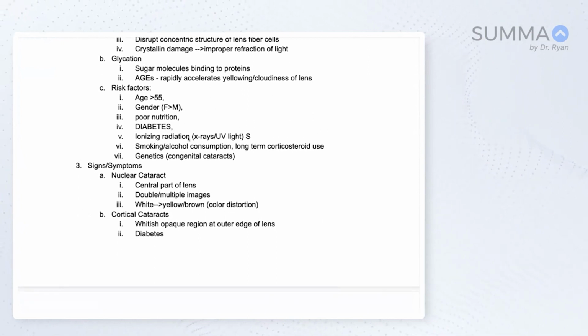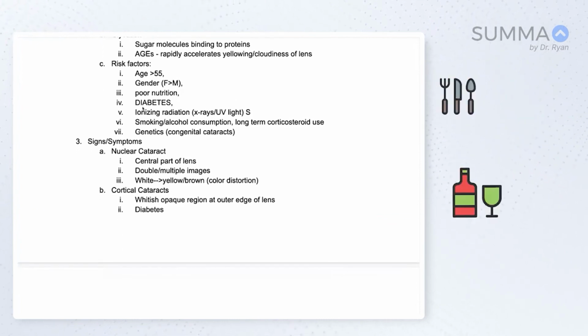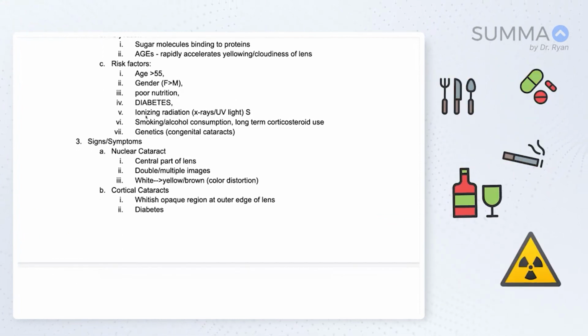And then there are other risk factors, some of which we can change, some of which we can't. So age apparently is one of them; greater than 55 is associated with it. Gender: females tend to get them more often than males. Poor nutrition, diabetes, things that we can certainly improve upon.